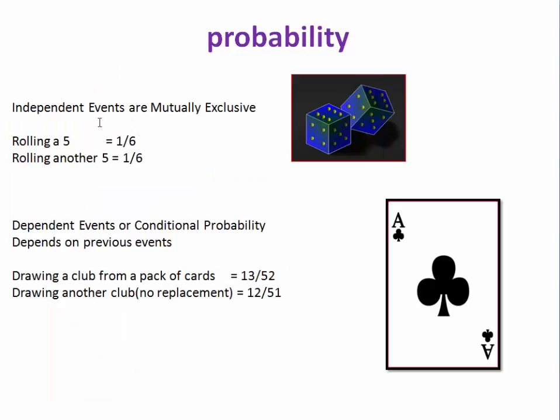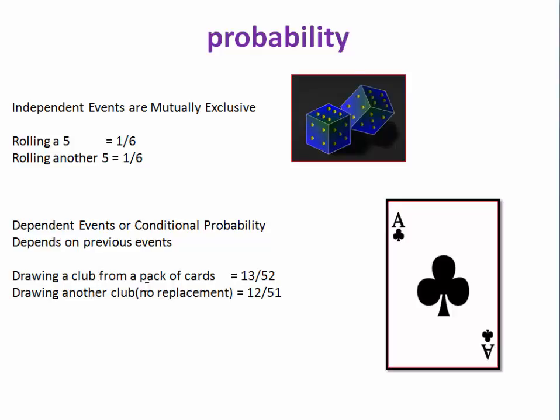In probability, independent events are mutually exclusive. For example, when we roll a die and we roll a 5, that's 1 divided by 6. Rolling another 5, that again is 1 divided by 6. So these events are independent, mutually exclusive. Probability events can also be dependent or conditional, and these depend on the previous events.